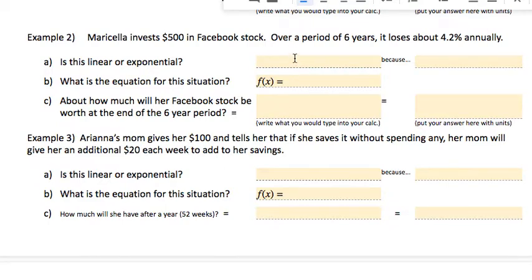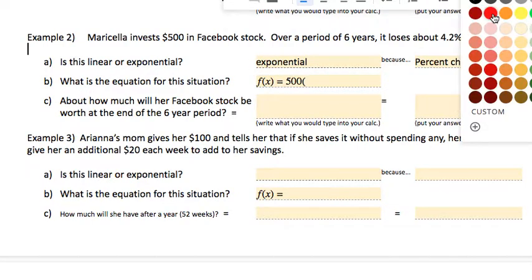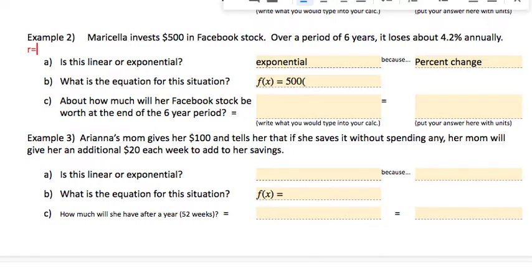All right, so again, we have exponential here, and that's because there is a percent change. Or you could say percent decrease or something like that. The equation, so I start with the start value. The start value is $500. And then I have to think about what R is. So again, I'm going to come up here and I'm going to work this out in red. So R equals, I always start with 100.